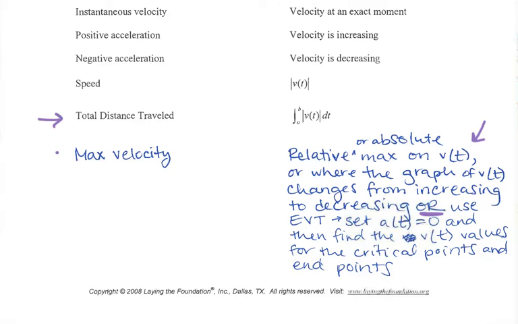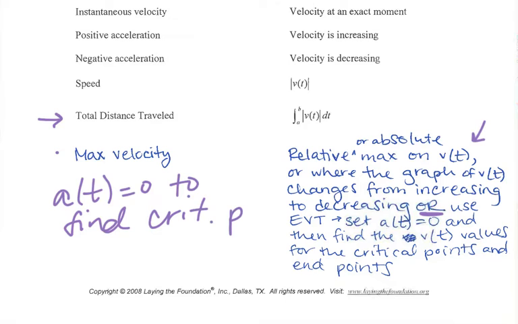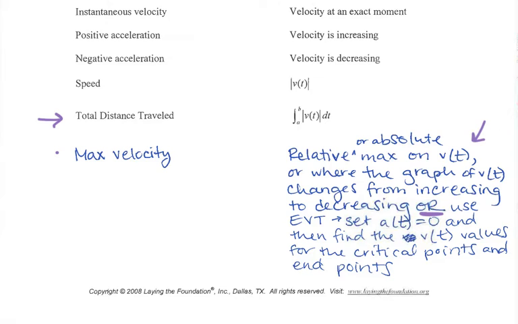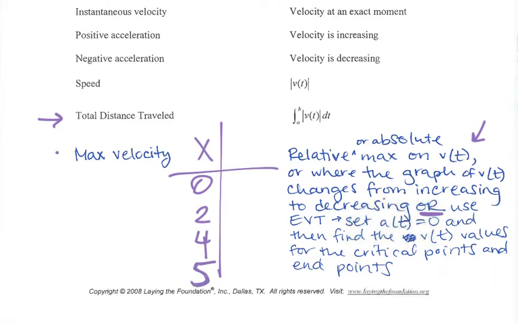If you are trying to find a maximum value for velocity, you can take acceleration and set it equal to 0 to find the critical points. We know critical points are indicators of possible relative mins and maxes. So if you found all of those critical points, you can then make a table. Let's say we had critical points at 0, 2, 4, and my endpoint is 5. So I'd have my endpoints, and then my critical points here in the middle. And you can plug them in and get a value.